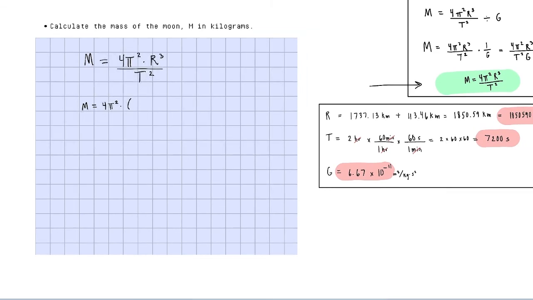You will plug in what you know about r. So I'm just going to leave this part blank. And that whole thing is going to be cubed. And we'll divide that by t squared. And so that's something else that we need to substitute in.